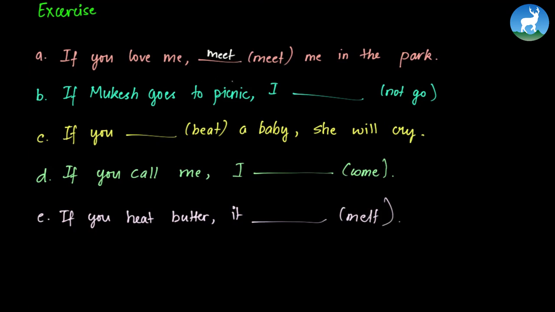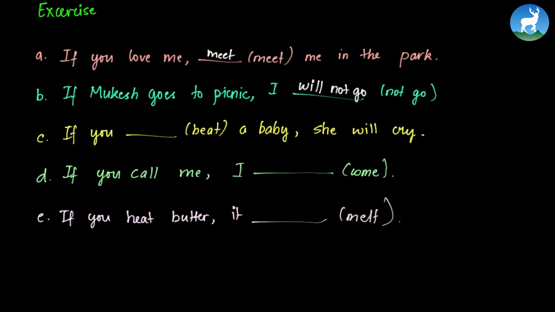If Mukesh goes to picnic, now this is in simple present tense, I not go. Now this is a possible statement. This can happen. It is a possible condition and hence falls under type 1. So when we have simple present tense in the if clause, we will have simple future tense in the main clause. So if Mukesh goes to picnic, I will not go.